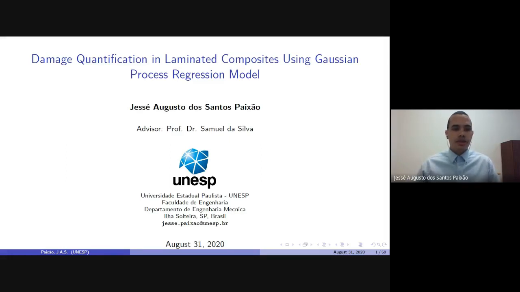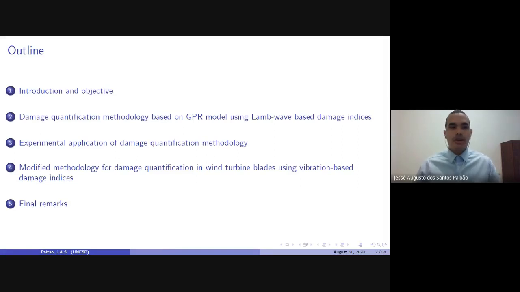I divided this presentation into 5 main topics. I will start with the introduction and the objective of this work. Then I will present the damage quantification methodology based on Gaussian process regression model using Lamb wave-based damage indices. After that, I will present the experimental application of this methodology. In the 4th topic, I will present a modified version of the methodology for damage quantification in wind turbine blades using vibration-based damage indices. And finally, I will conclude with some final remarks.